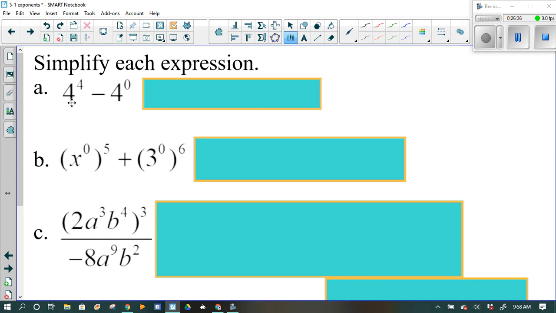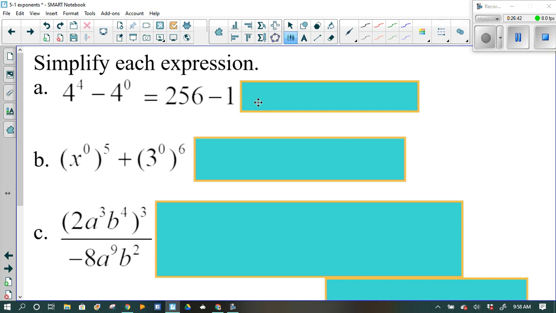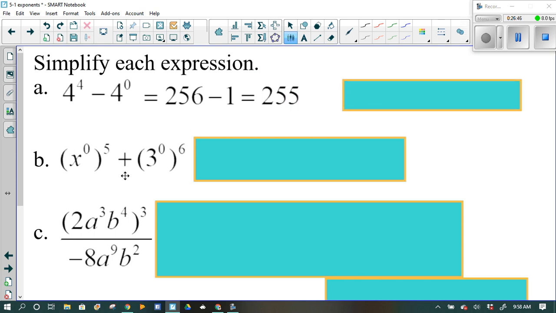Here I have 4 to the 4 minus 4 to the 0. Well, 4 to the 4 is 256, and 4 to the 0 is 1. 256 minus 1 is 255. You do not add or subtract your exponents here because you're subtracting the numbers. You only add the exponents when you're multiplying the bases, so be very careful.